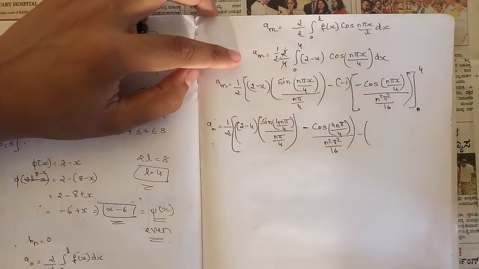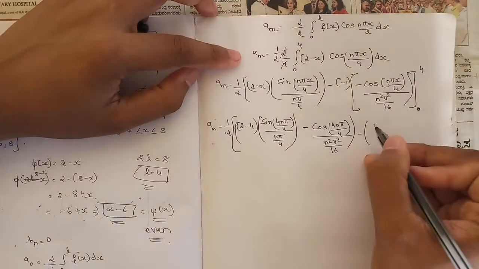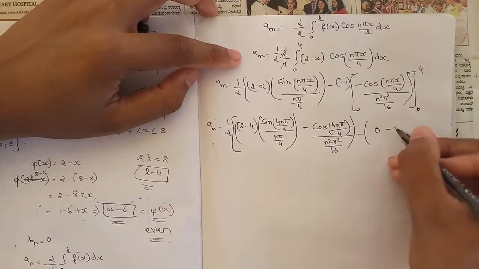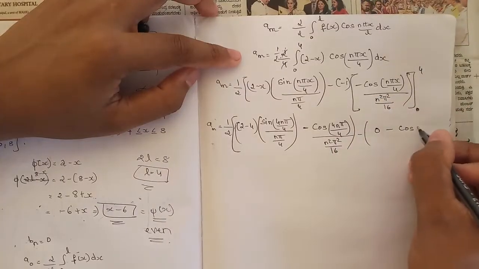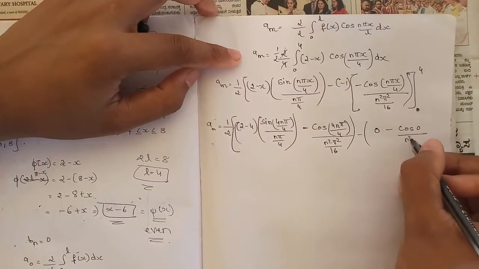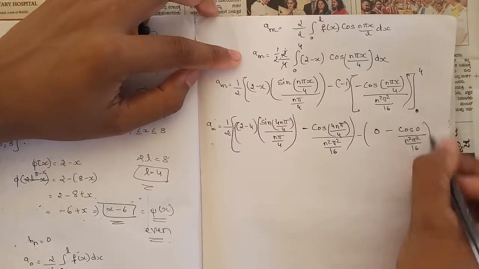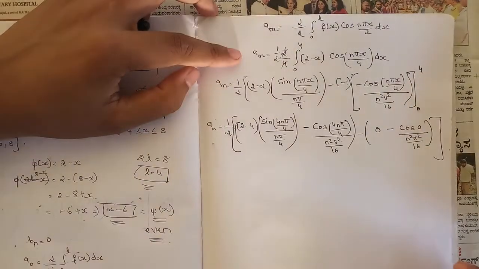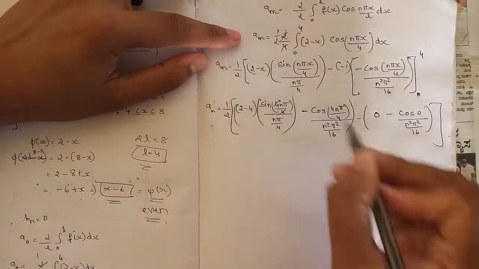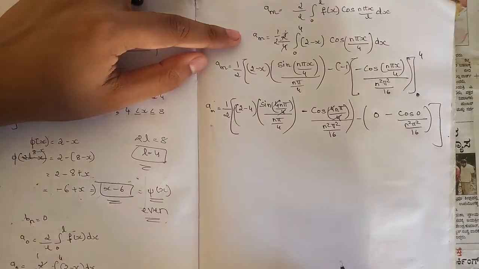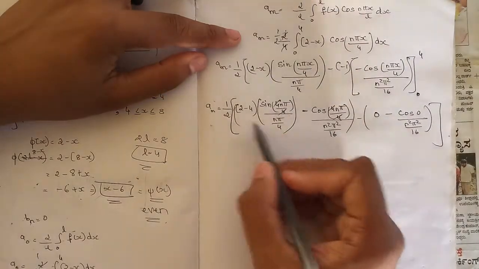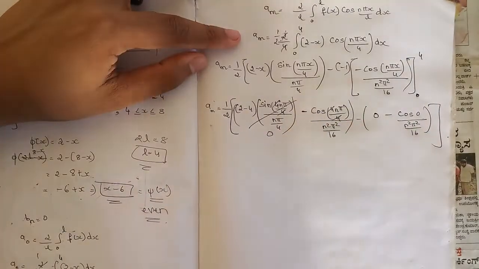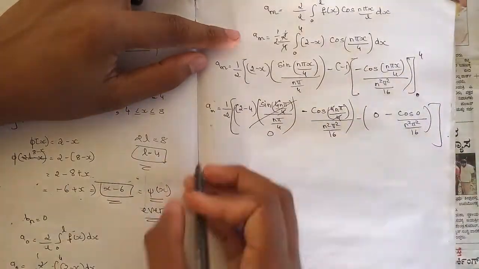We know that sine 0 is 0, right? So I won't write it again. I'll directly write it as 0 minus cos 0 divided by n square pi square by 16. So now we'll cancel out some terms here the same way. This 4 will get cancelled. Again this 4 will get cancelled. So here the remaining term is sin n pi, right? That sin n pi is 0. So this term will become 0. Only these two terms remain.